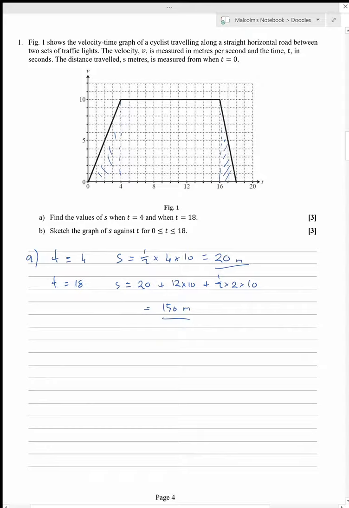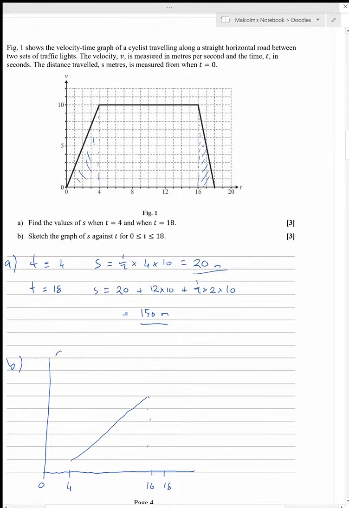Sketch a graph of S against T for the time period 0 to 18. So in the velocity time graph that I've got between 4 seconds and 16 seconds, I've got a constant velocity. So if I just mark on here 4, 16, and 18, those are important times, and this is 0. Between 4 and 16, I've got that constant velocity, which will be a straight line on my displacement time graph.